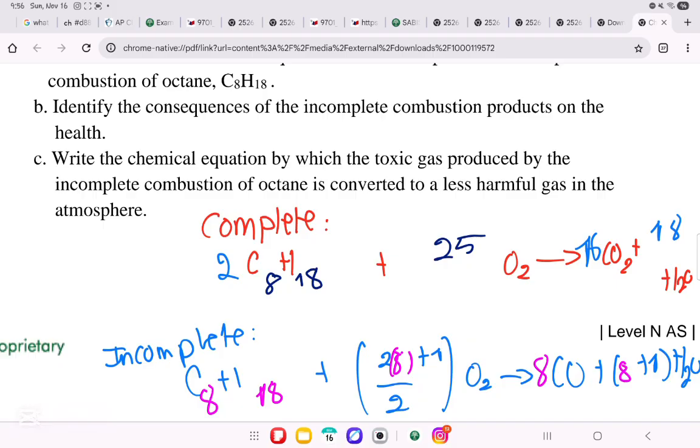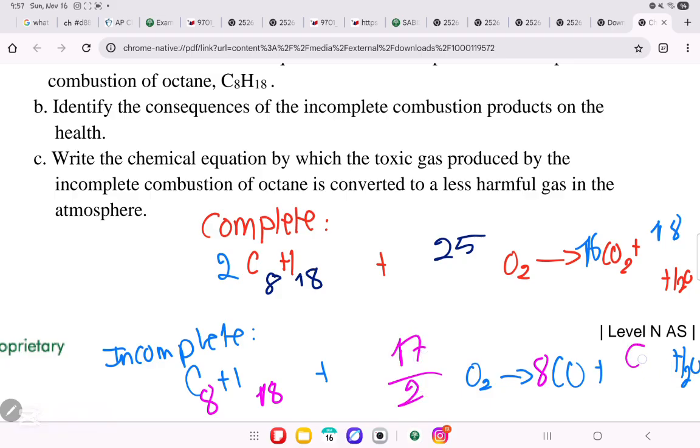So, how much would this be? It would be 2 times 8 plus 1 over 2, so it would be 17 over 2. Again, it's over 2. We can't let it stay as a fraction. So, what will I do in this scenario? I will multiply everything by 2. So it should be 2C8H18 plus 17O2 will give me 16 carbon monoxide in addition to 18 H2O. Okay, so this is the complete versus the incomplete combustion.